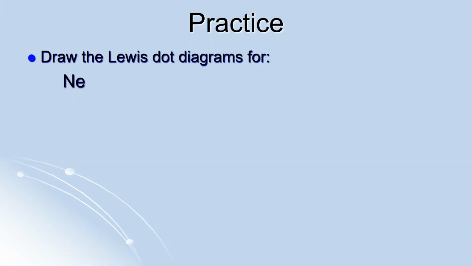Let's practice that for neon. Here's the electron configuration for neon. It's got 8 valence electrons. So we start with the symbol for neon, and we just start drawing the valence electrons. Just make those dots for each electron. So we've got 1, 2. We can only have 2 on this side, so we move on to the next side. 3, 4, 5, 6, and then 7, 8. And there you go. We have a Lewis diagram for neon.